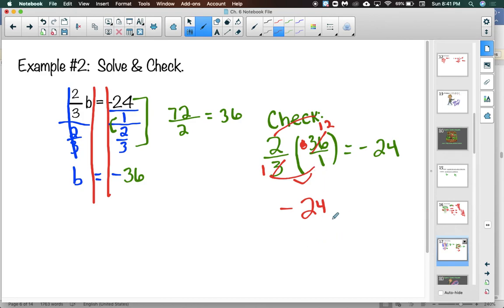You know me. I'm not going to write a denominator of 1. I don't need to. I got a negative 24 there. That's awesome because that's what I was looking for. Take a look. Just brought my negative 24 down from this side as well. And they are equal, which means I can be confident that I have the right answer right here.